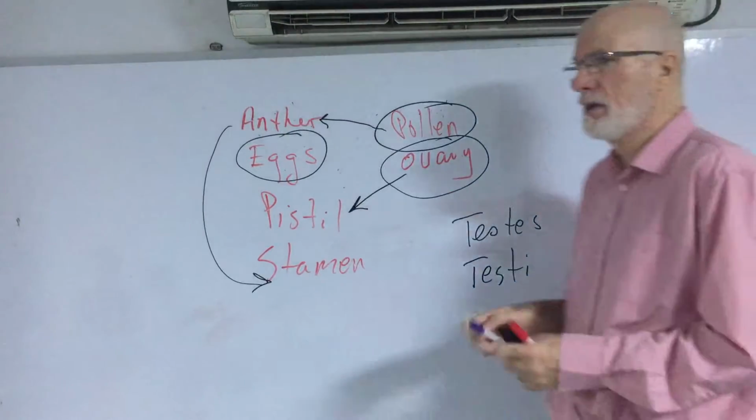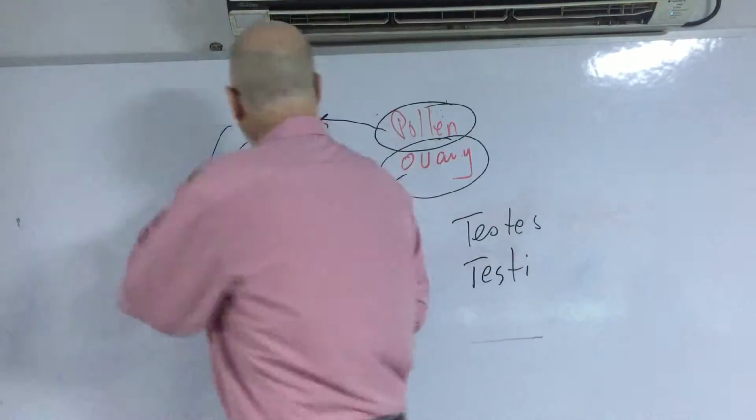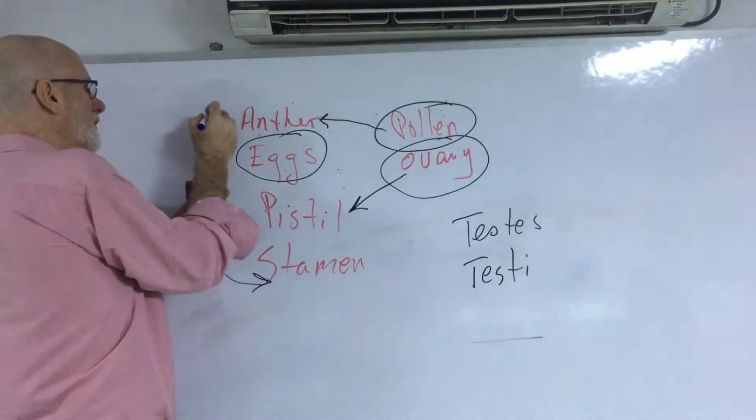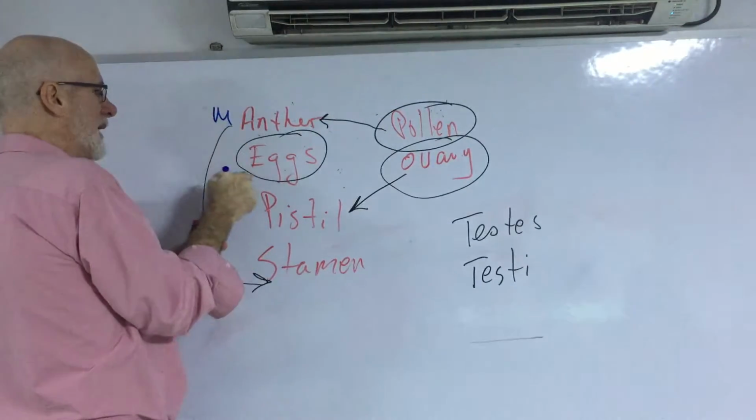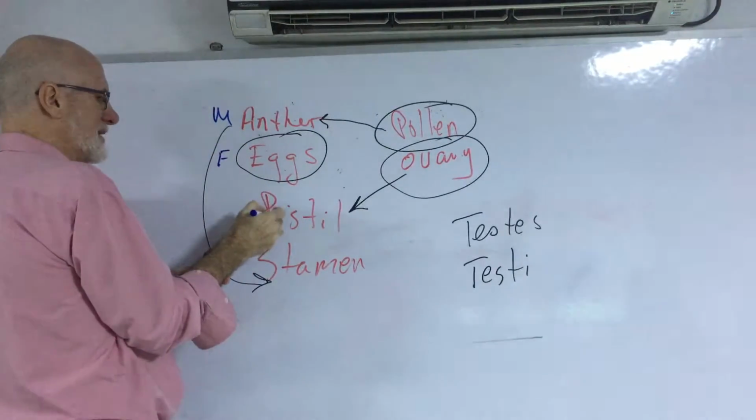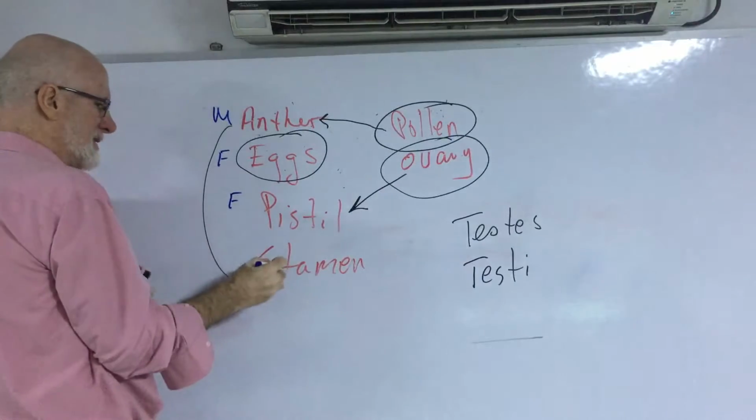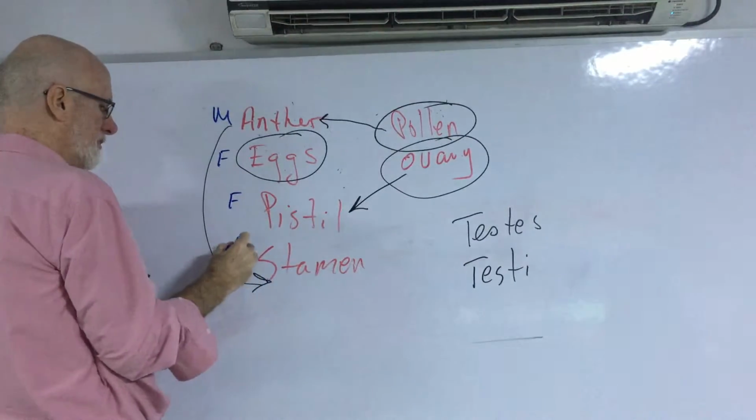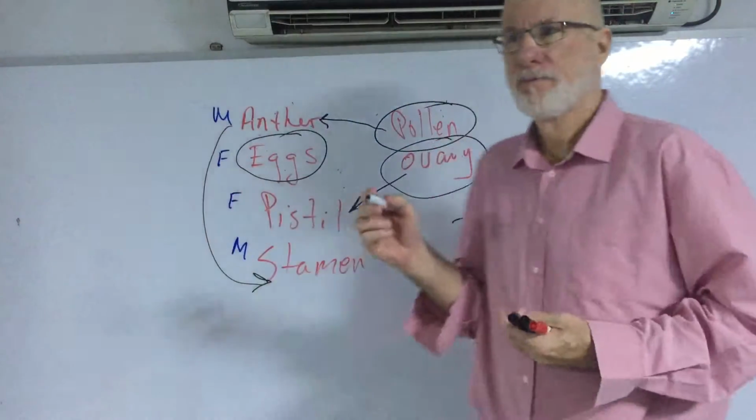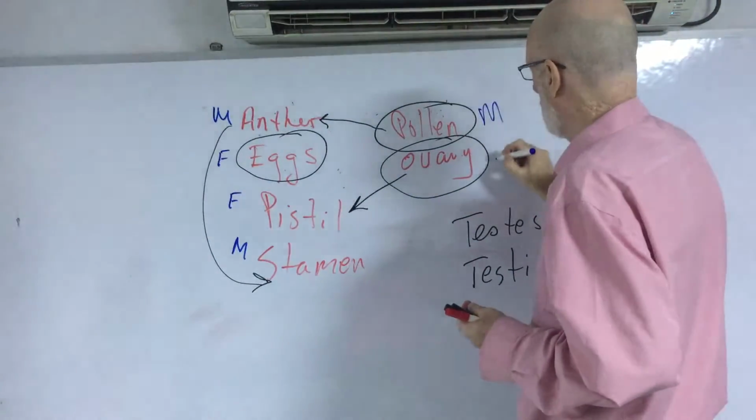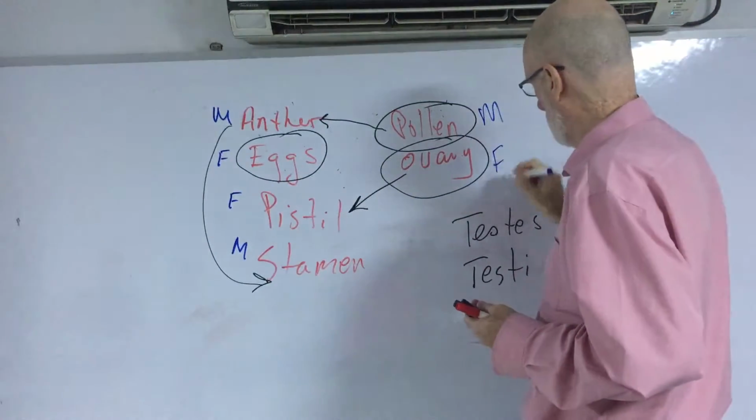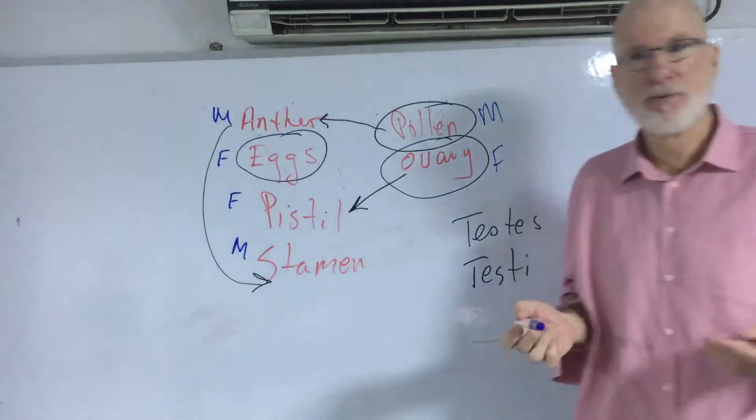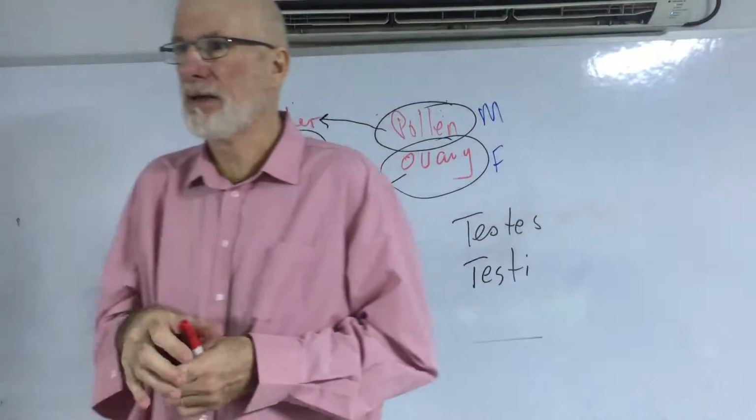All right, let's label male and female. So the anther is what? Male. Eggs, female. Pistil, stamen, pollen, ovary. Excellent. Okay, are we reasonably assured with that? That one's okay.